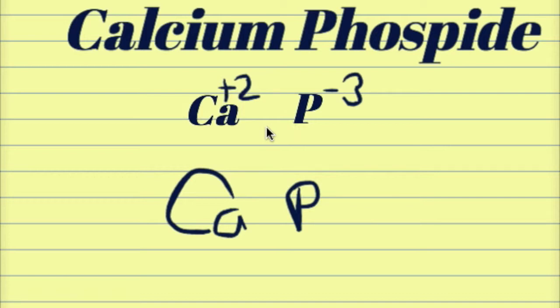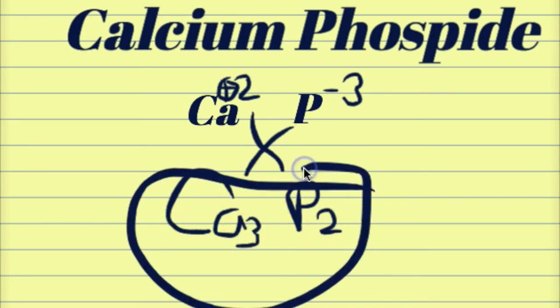You will look for a common denominator. In this case it will be 6. You will divide 6 divided by 2 equals 3. 6 divided by 3 equals 2. As you can see, the numbers just switch. What we call a swap. So you just swap the numbers, but you never take the charges that are positive and negative. So it will become Ca3P2, and that is your final answer.